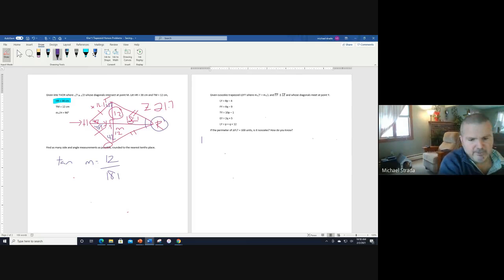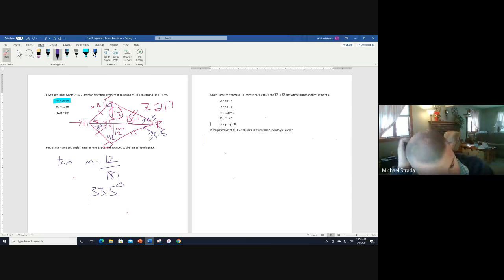Now I'm going to go to my calculator and do second tangent, 12 divided by 18.1. And I get 33.5 degrees. What that tells me is this little angle here is 33.5, which means that angle there is also 33.5 because that angle is bisected.